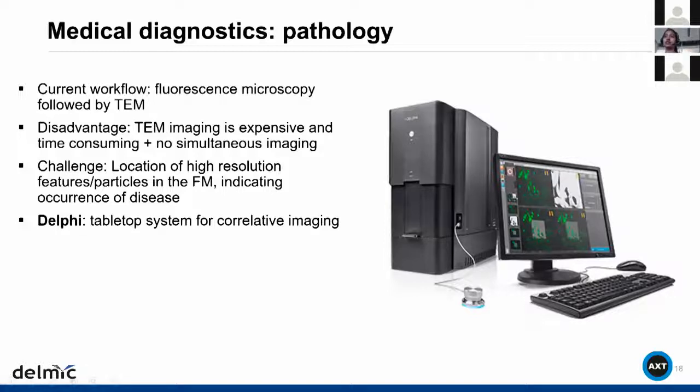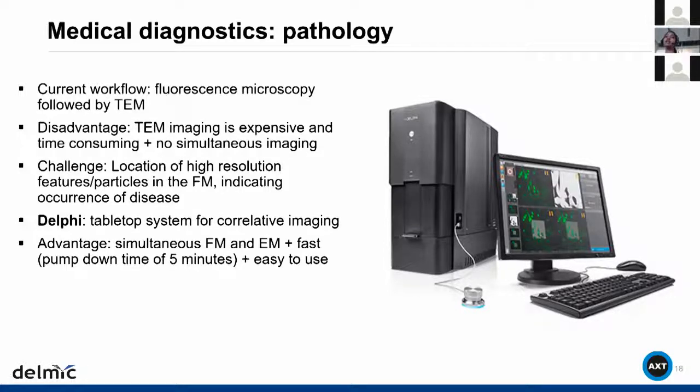The entire system is very compact. And the main advantage is that it's very fast and easy to use. So you can have a simultaneous fluorescence and electron image after a pump down time of just 5 minutes. It's very user-friendly, and it doesn't require experienced or highly trained users. So for applications in hospitals where they need to go through patient samples rapidly, you need a system which is fast and reliable, which is what the Delphi can do.